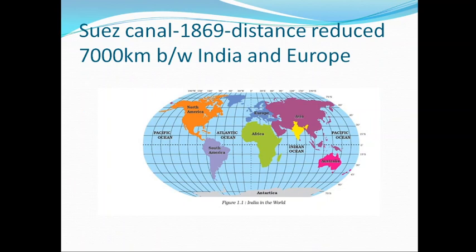India is connected with the Suez Canal also, which was constructed in 1869. The distance between India and the European countries was reduced due to the construction of this canal. It was about 7,000 kilometers, because all the ships coming from Europe had to pass around like this and travel a lot of distance, near about 7,000 kilometers.